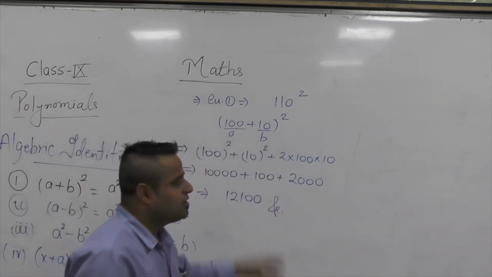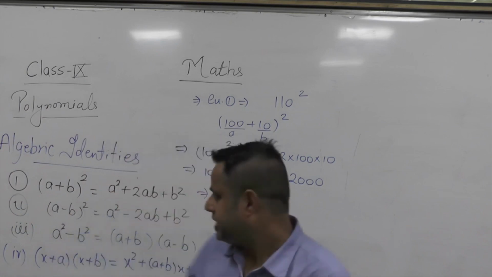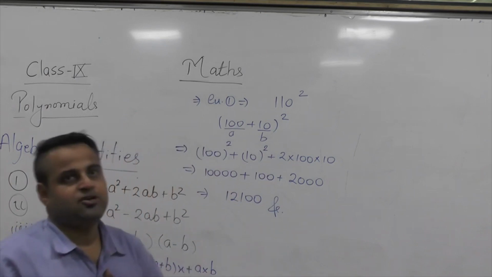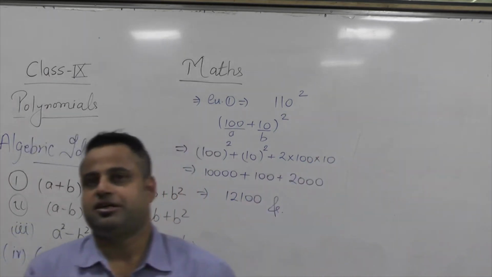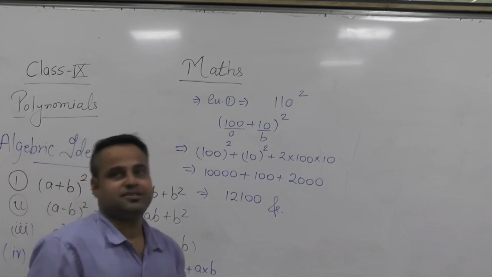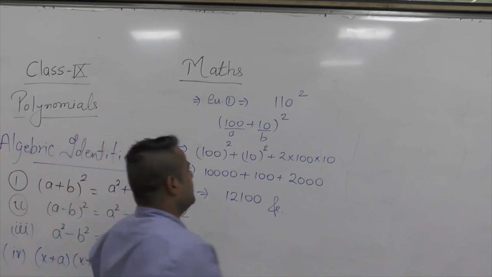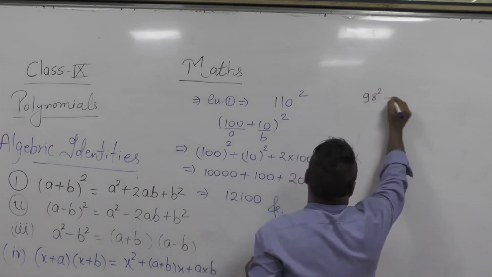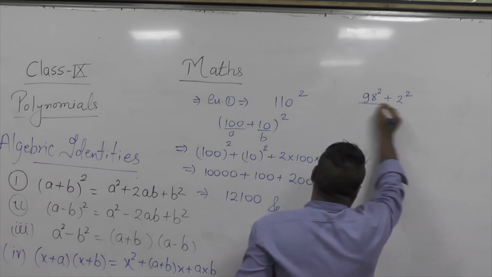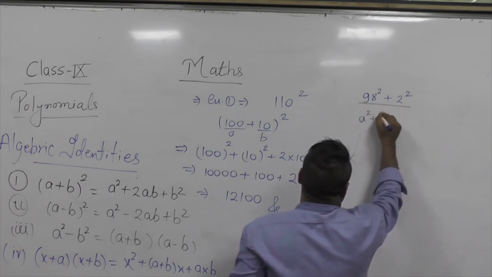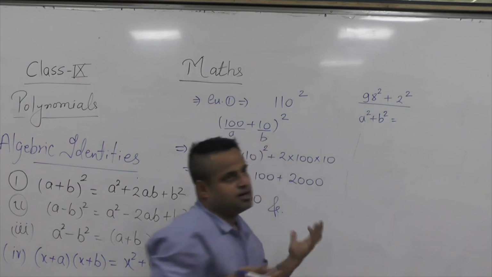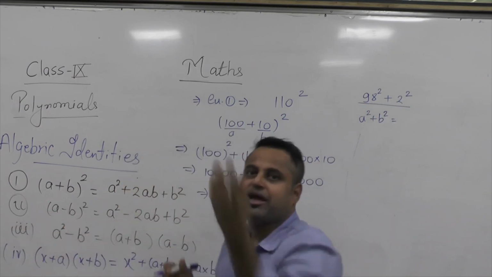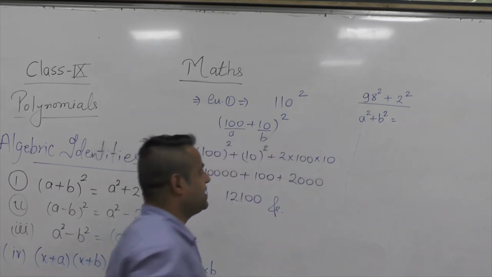Let me show you one more example of the same identity. But sometimes we can change this identity also. How to change this identity? It's also very easy. Here I am taking 98 square plus 2 square. Now we are taking it as A square plus B square. You can tell me that we didn't learn the A square plus B square identity, but by using this identity we will make the A square plus B square identity.